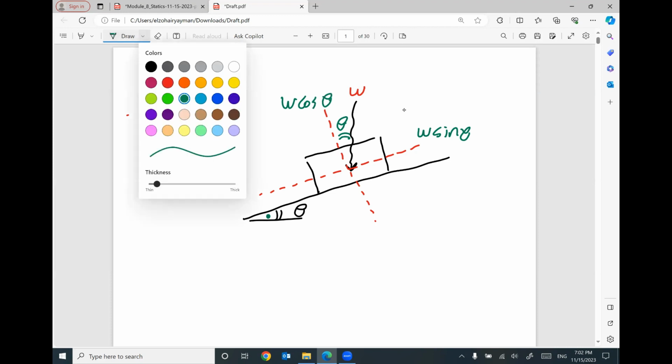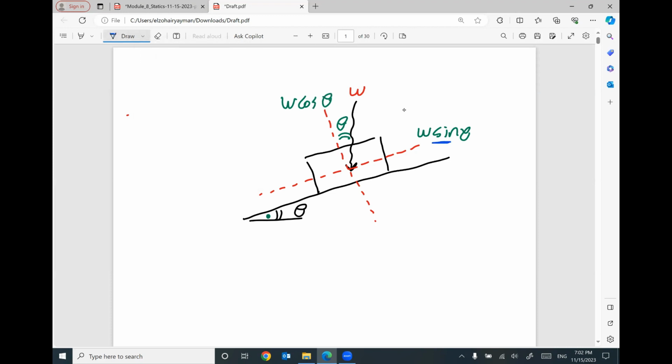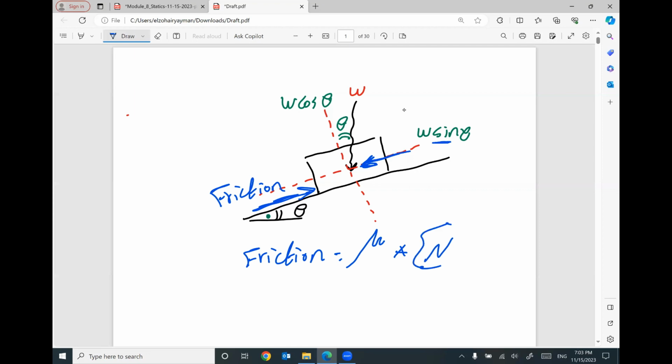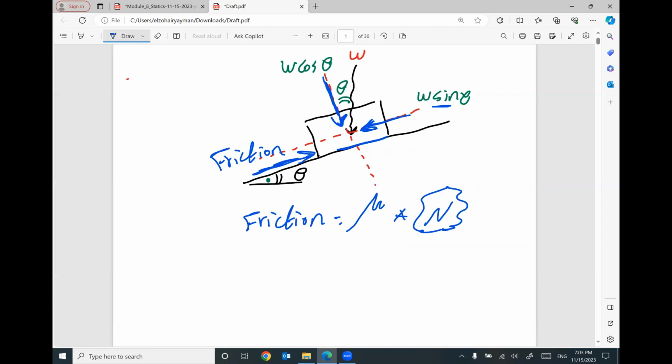Keep in mind, this component W sine theta is trying to push your body down. So I should expect friction opposite to the direction of the movement. This friction force equals mu times capital N. And keep in mind the value of the capital N is any force or forces perpendicular to the surface of contact. This is what we covered last meeting.